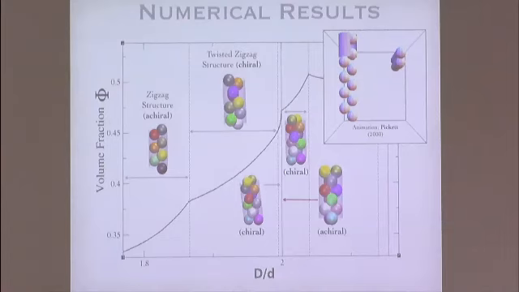Here at this particular value of D over little d equal to 2, I get an achiral structure where I just have two spheres sitting next to each other, and then if I go down to the next layer, they're just rotated by 90 degrees, and so on and so on.